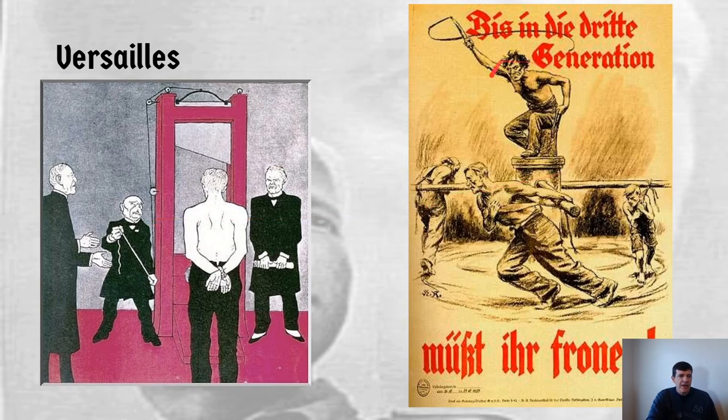And here, the Treaty of Versailles is shown as Germans working and slaving at the mill, at the grinder, turning the mill, and being whipped for the Treaty of Versailles. A whole generation, this lost generation, that has to work.